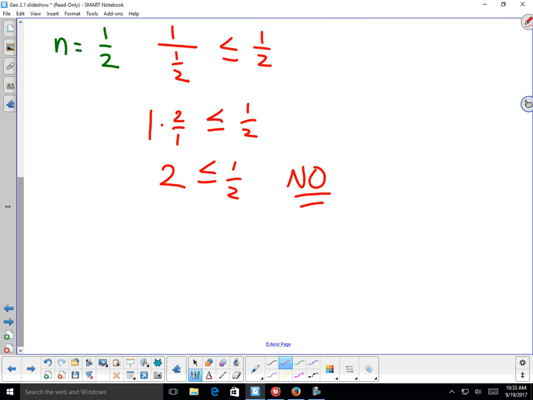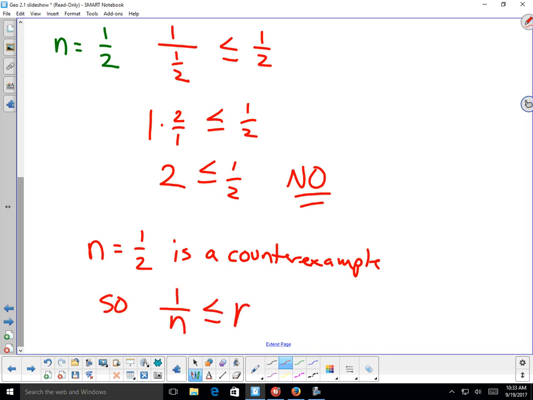So we can say n equaling 1/2 is a counterexample to this statement that 1 over n is always less than or equal to n. So 1 over n less than or equal to n is false. You only have to find one counterexample, and our counterexample is 1/2. You only have to find one counterexample to show that a statement is false.